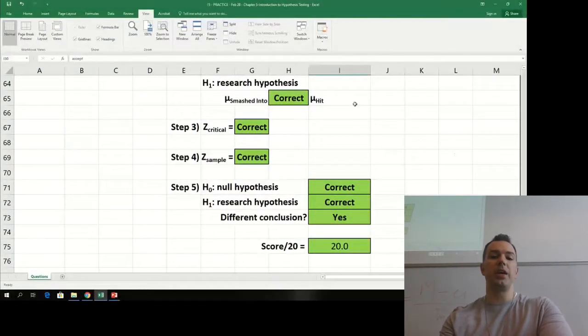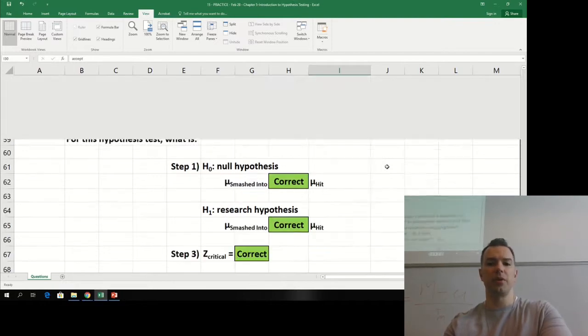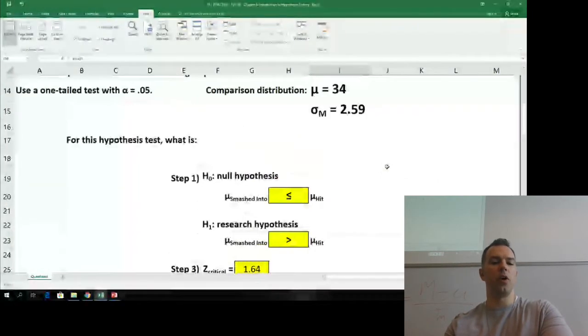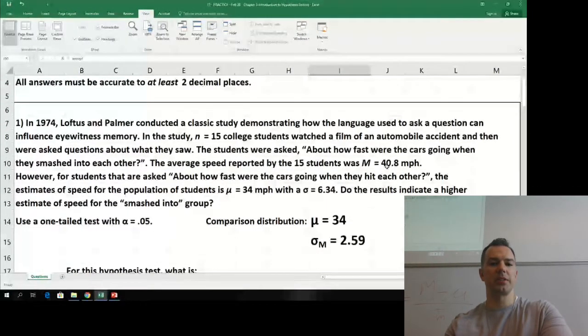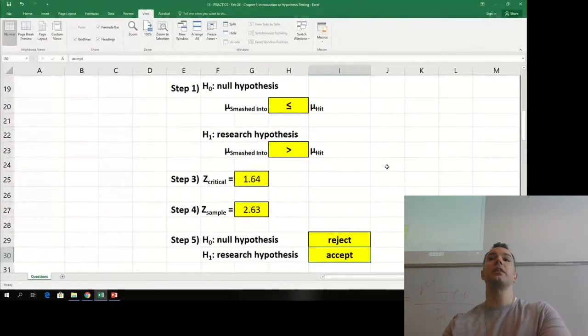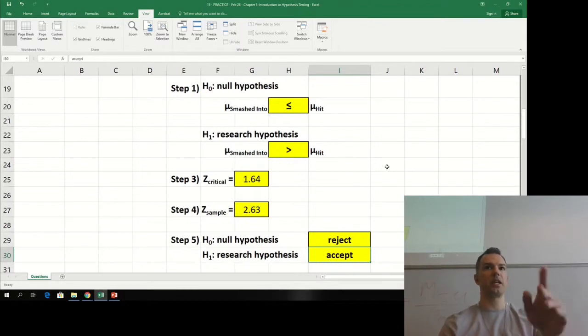So this, again, will be exactly how it's graded. You got your null hypothesis correct, you got your research hypothesis correct, and did you get a different conclusion for both? Yes, and that's going to be worth full points. So that's an example of the one-tailed hypothesis test from start to finish, and that is exactly what you'll be needing to do for half of your exam. Hypothesis test just like that.